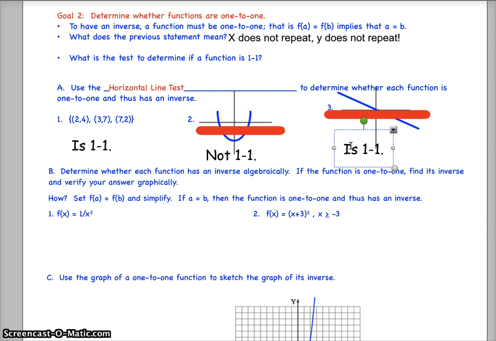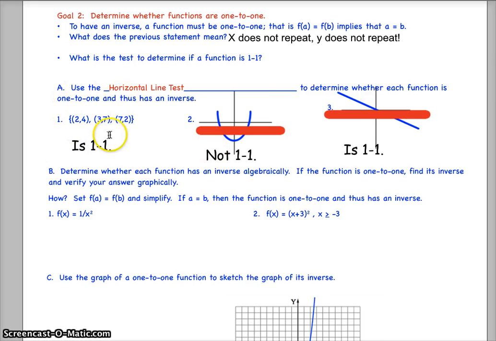So what does it mean if a function is one-to-one? If a function is one-to-one, then it has an inverse. If the function is not one-to-one, it does not have an inverse. You need to write that down. If a function is one-to-one, it does have an inverse. If a function is not one-to-one, it does not have an inverse. So the horizontal line test is a way to test by looking at the graph.